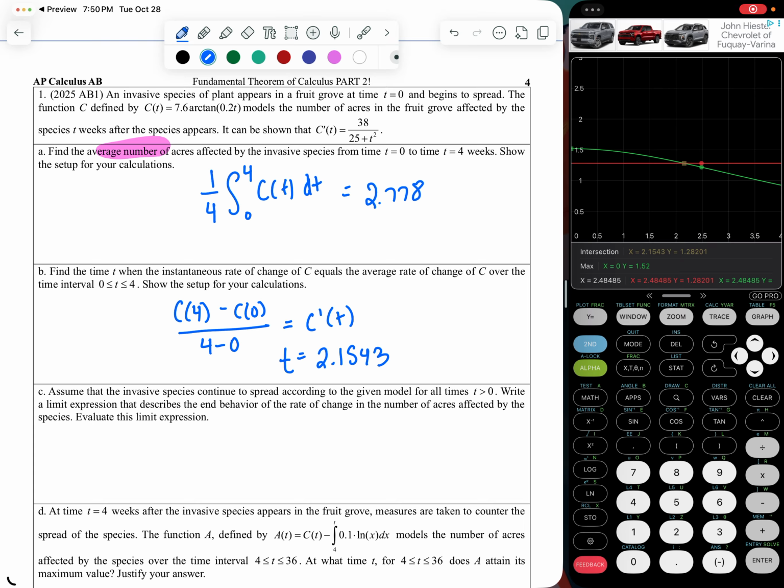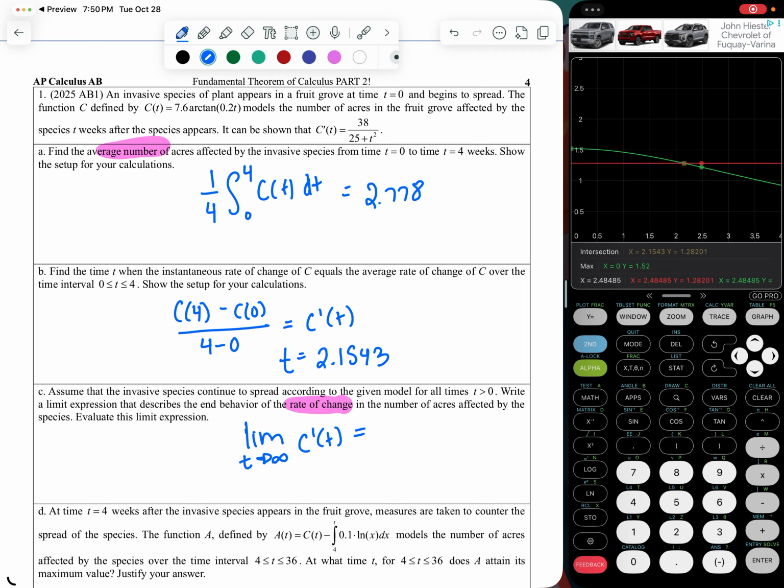All right, so part C says, assume that invasive species continues to spread according to the given model for all times t greater than 0. Write a limit expression that describes the end behavior of the rate of change in the number of acres affected by the species. Evaluate this limit expression. It tells us rate of change, aka C prime of t. So basically, this is just asking you, what is the limit as t approaches infinity for C prime of t?